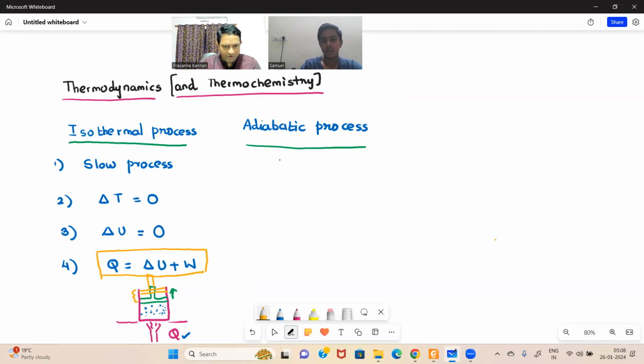But when it comes to an isothermal process, I've already told you there is no change in temperature. Because of that, there is no change in internal energy. So this part will become 0. So the quantity of heat that you supply is completely converted into work in an isothermal process.